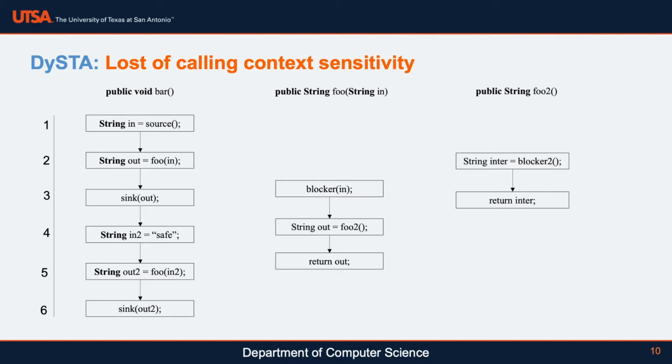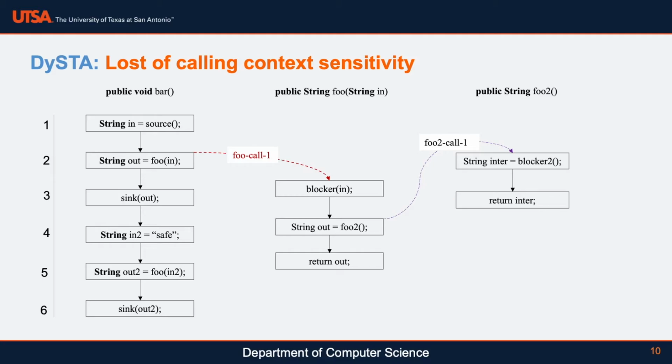Let's look at this control flow graph for a simple program where we have three methods. For the first method, bar, in line 1 we get the taint source. And in line 2, we call the method foo with the taint source. And then inside foo, we call blocker. Let's assume that the blocker will send the source to a remote server that we don't have any access to. And then it calls foo2. And inside foo2, we get the data from the remote server through blocker2, and then return this data.